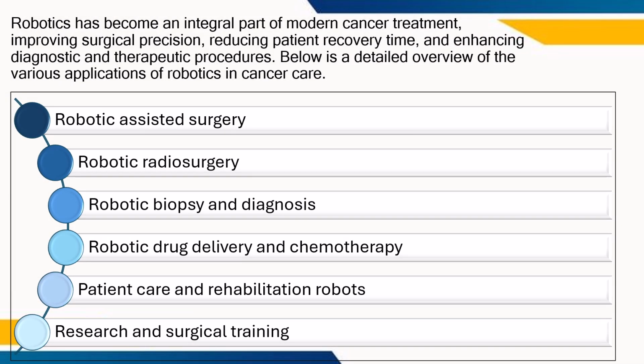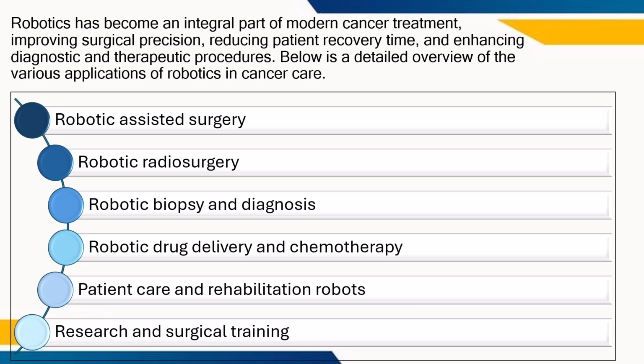Robotics has become an integral part of modern cancer treatment, improving surgical precision, reducing patient recovery time, and enhancing diagnostic and therapeutic procedures. These are the main benefits of the robotics approach in oncological treatment. Below is a detailed overview of the various applications of robotics in cancer care.